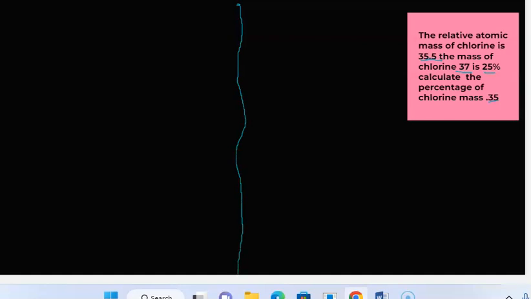Now let's read the question first. The relative atomic mass of chlorine is 35.5. This is the total relative atomic mass. The mass of chlorine 37 is 25%. So for chlorine 37, the mass is 37 and its percentage is 25. Calculate the percentage of chlorine mass 35. So for this chlorine 35, we need to get its percentage.